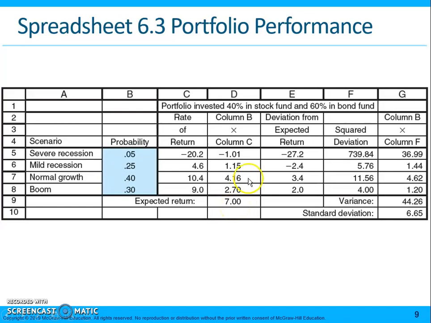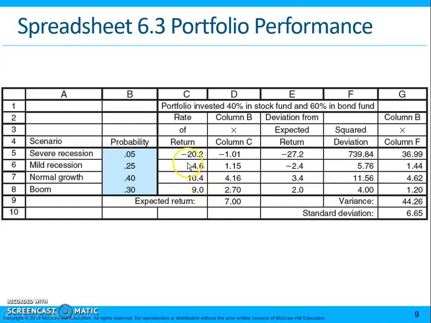We can also calculate the expected return on our portfolio by multiplying 0.4 times the expected return on the stock fund of 10%, adding that to 0.6 times the expected return on the bond fund of 5%. So 0.4 times 10 is 4, 0.6 times 5 is 3, so 4 plus 3 is 7.